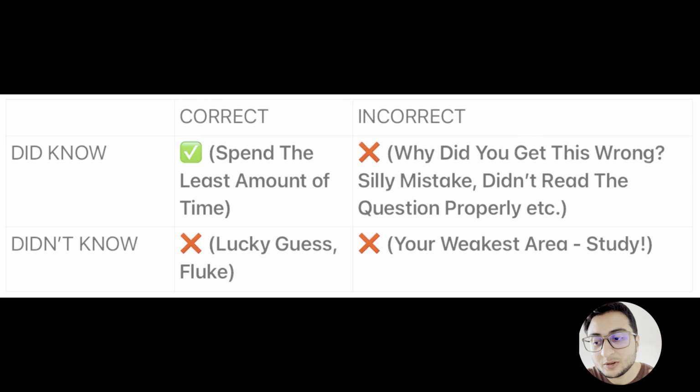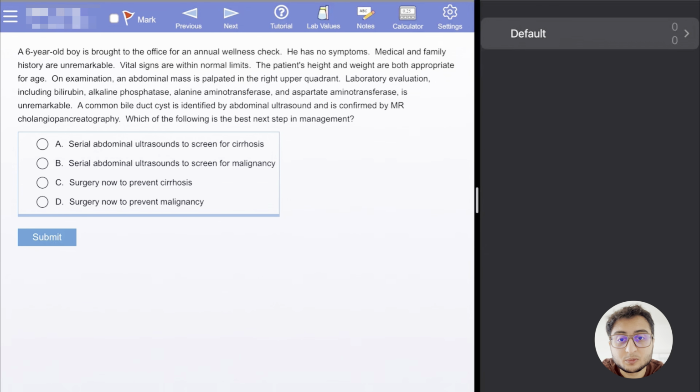Lastly, is something you got wrong and you didn't know it. This is pretty obvious. You have to go home, hit the books, and come back once you've learned that topic properly. Without further ado, let's start with some real UWorld questions.